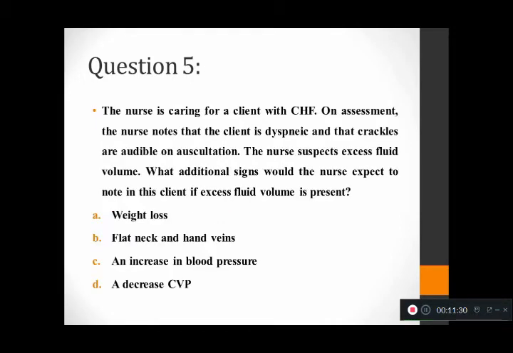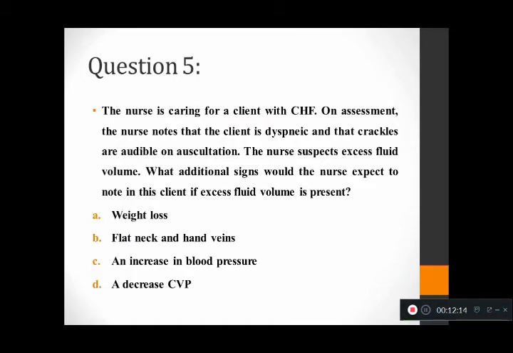Question 5. The nurse is caring for a client with congestive heart failure. On assessment, the nurse notes that the client is dyspneic and that crackles are audible on auscultation. The nurse suspects excess fluid volume. What additional sign would the nurse expect to note in the client if excess fluid volume is present? So what are the signs of excessive fluid volume?